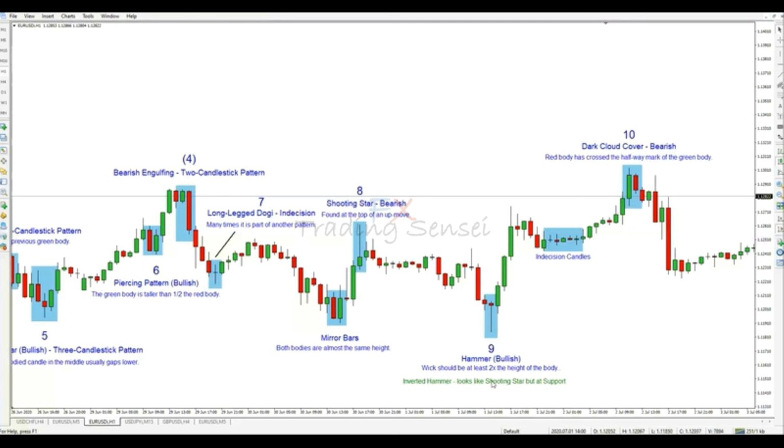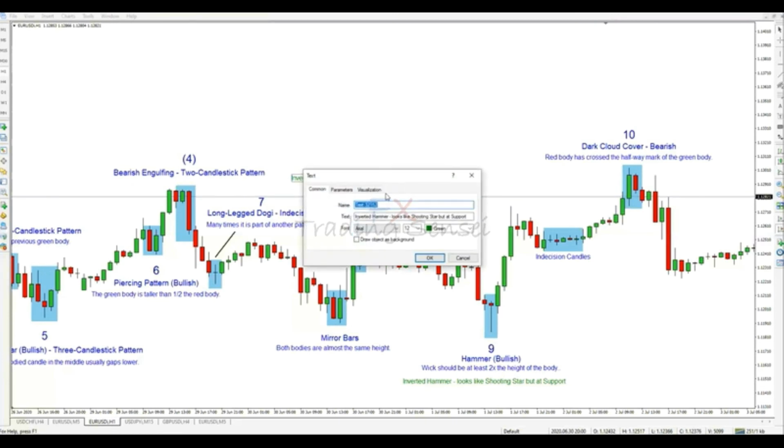And the other one you would see, they call it the hanging man, and it looks like the hammer. So I'm just typing this in, so you'll have that as a reference as well. Looks like the hammer, but it's found at resistance, which is where you would find a shooting star.